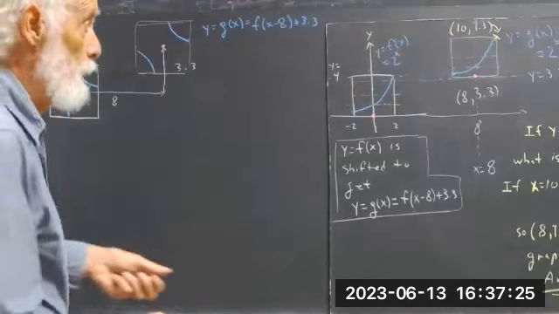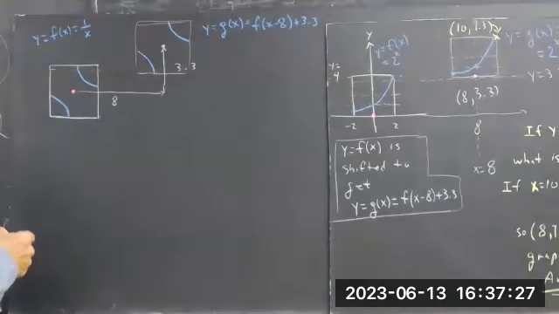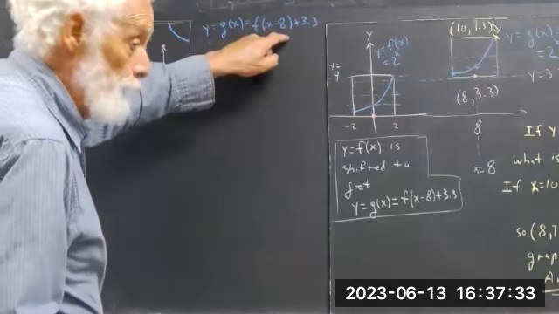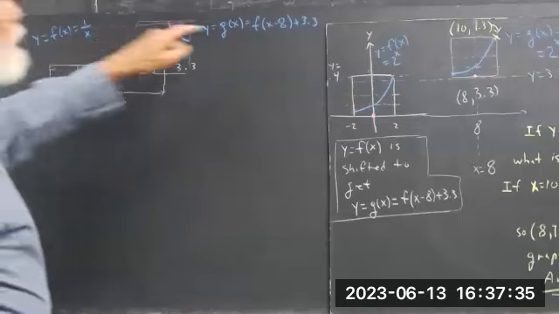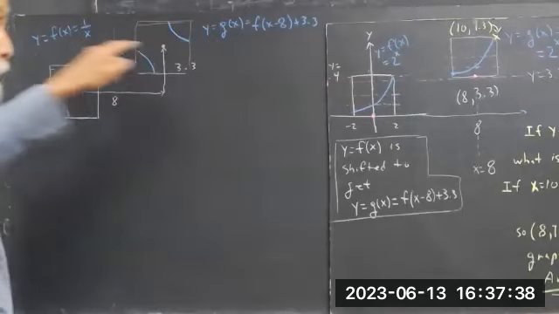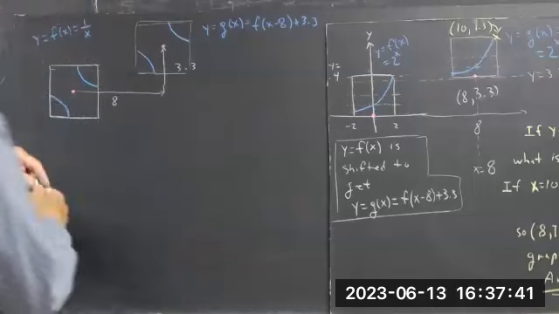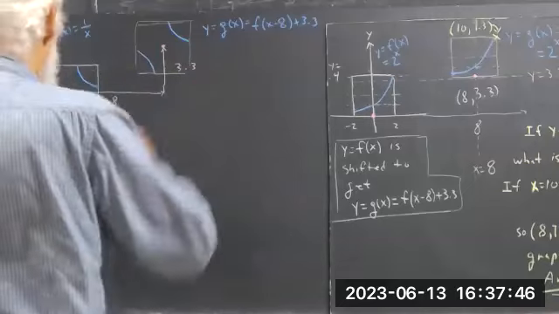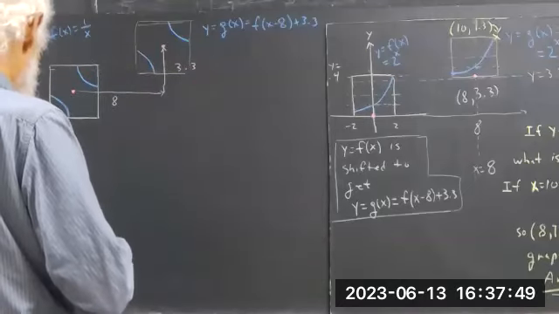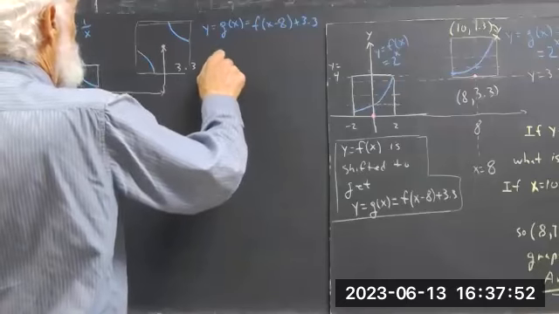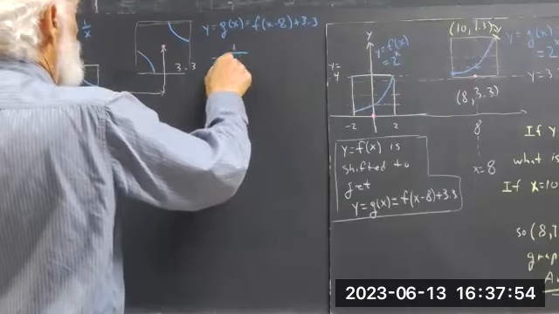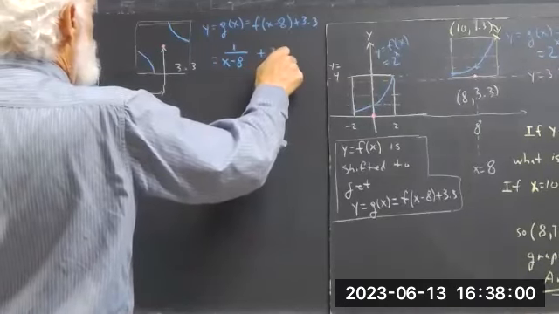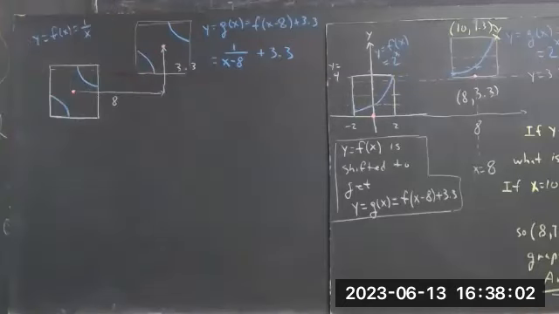Well, now we can write out the equation. If f of x is 1 over x, then f of x minus 8 is replaced x by x minus 8. You see that you have an x here, you have an x minus 8 here. So if this x is replaced by x minus 8, you've got to replace this x as well by x minus 8. And we get 1 over x minus 8 plus 3.3.